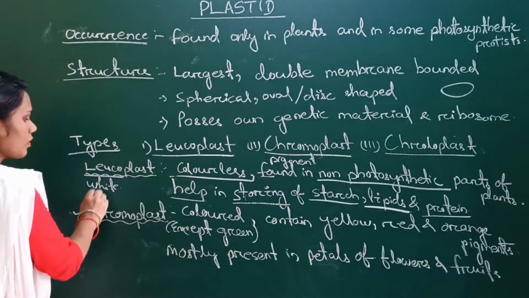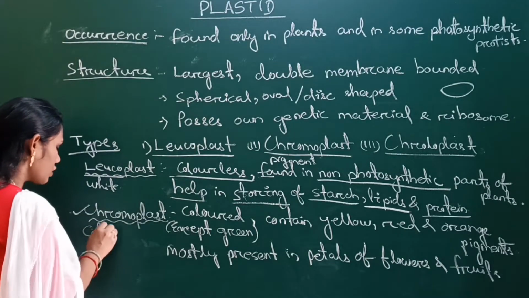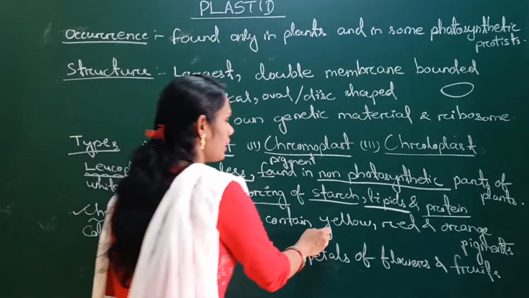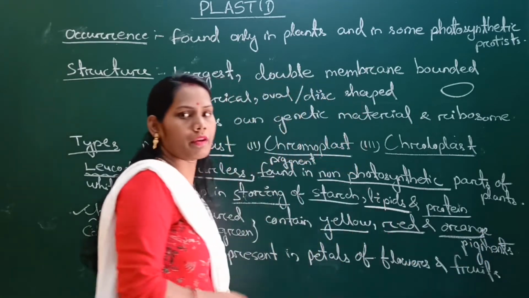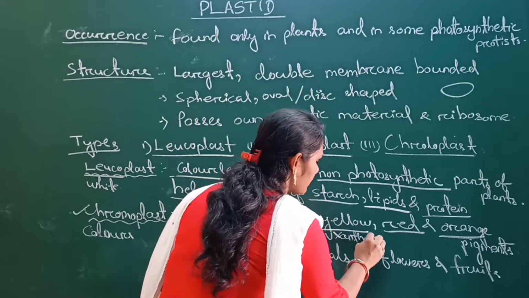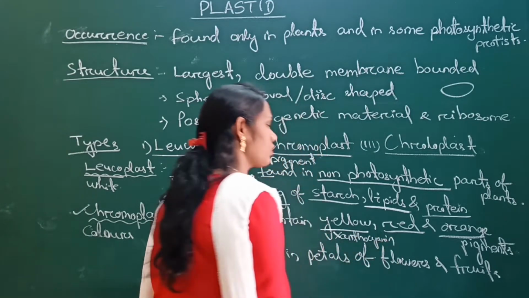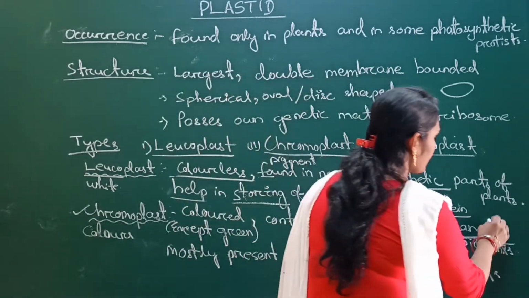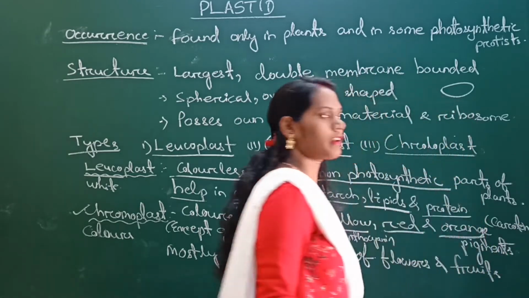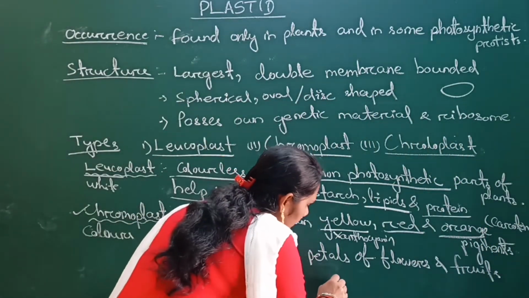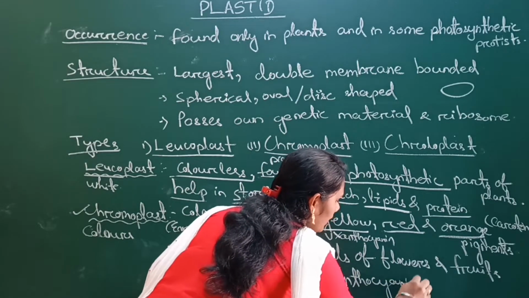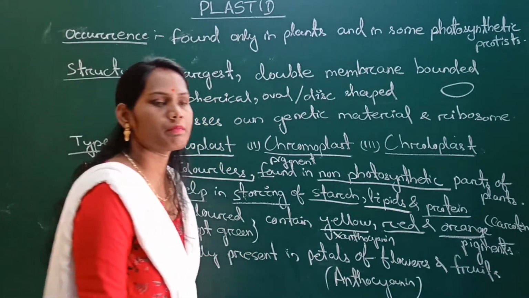Next, we come to chromoplast. Chromo means color. So chromoplasts are colored plastids. They contain yellow, red and orange color pigments. For yellow color, the pigment is xanthophyll. For orange color, the pigment is carotene. The carotene pigment is mainly responsible for orange color, and another pigment present is anthocyanin, which is responsible for purple color.